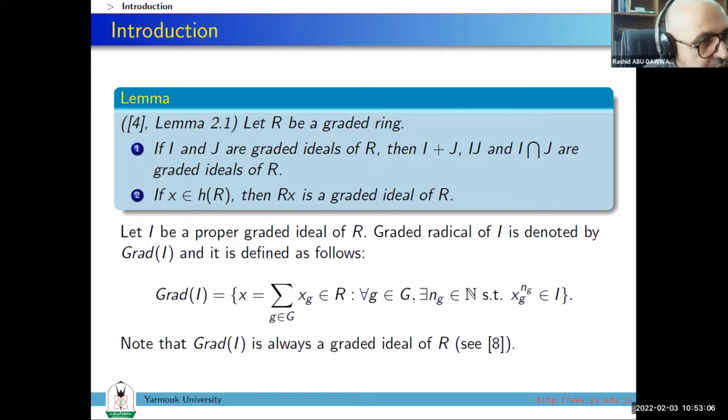To construct a graded ideal, you just take a homogeneous element living in some component, and you take the ideal generated by this element, and you will directly obtain a graded ideal.